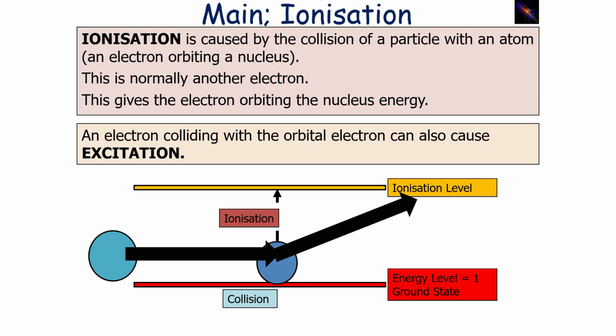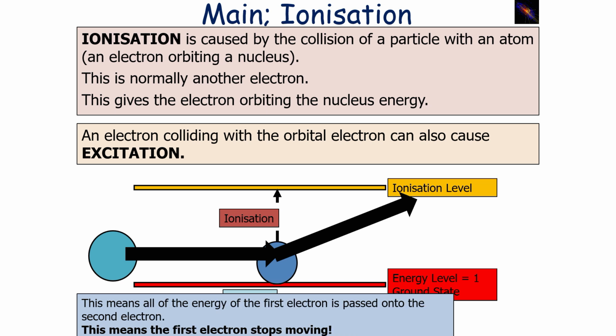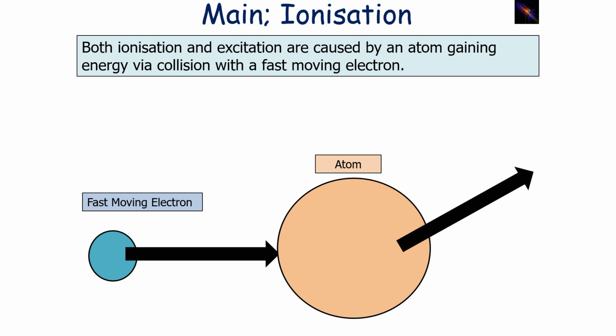Ionization is caused by the collision of a particle with an atom, normally an electron, okay, and then this gives the electron, or in the nucleus, energy. So the electron colliding with an orbital electron can also cause excitation. Now, the kinetic energy of that first colliding electron is passed on to the second electron inside of the atom, and this causes the second electron inside of the atom to either be excited or ionized. Now, this means that the first electron can actually stop moving. So both ionization and excitation are caused by an atom gaining energy via a collision with the fast moving electron.